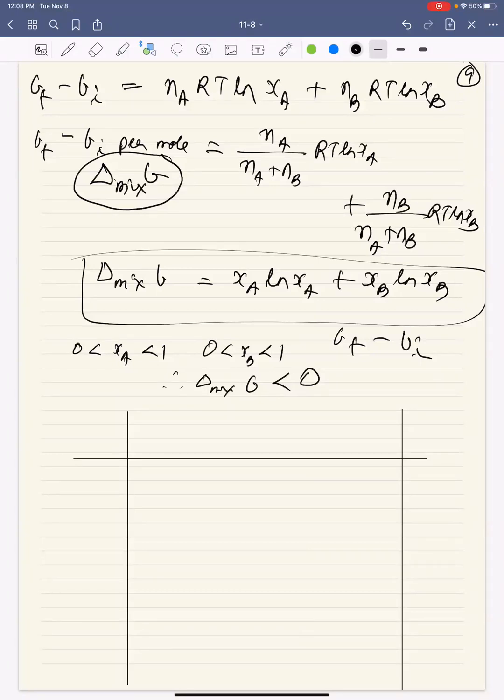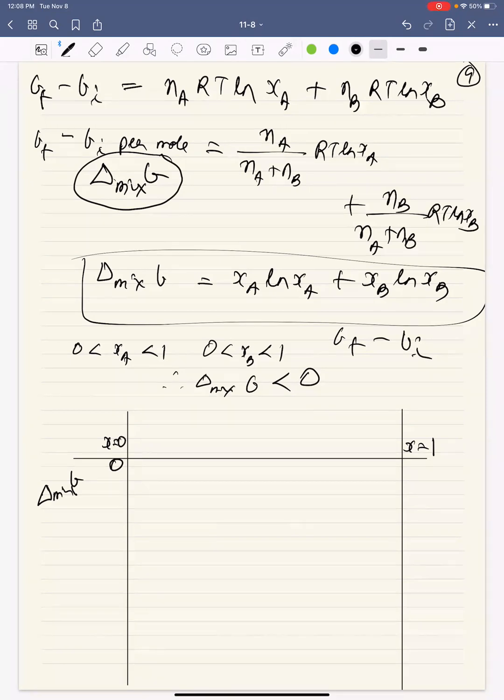Let's plot this. So I am plotting delta mixing G as X goes from 0 to 1. And I know it's always negative, okay? So that's why I started my 0 up here. So it's always going to be negative. But my question for you is, how will it look? What happens to it as X tends to 0? What is the value of delta mixing G?